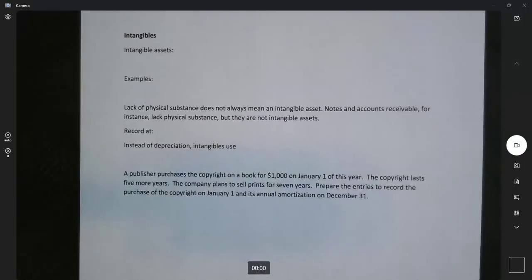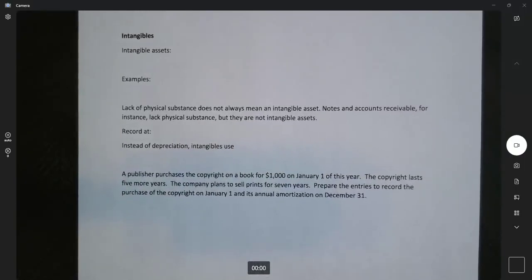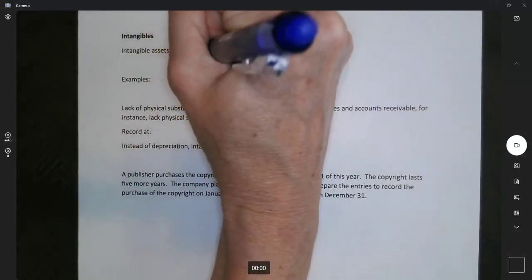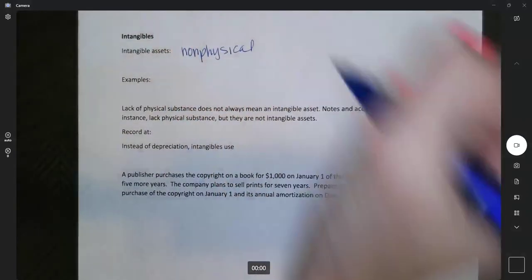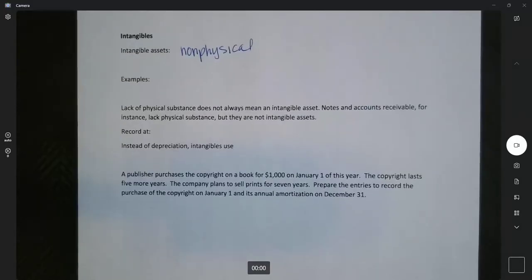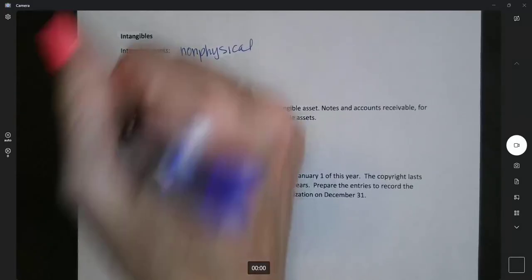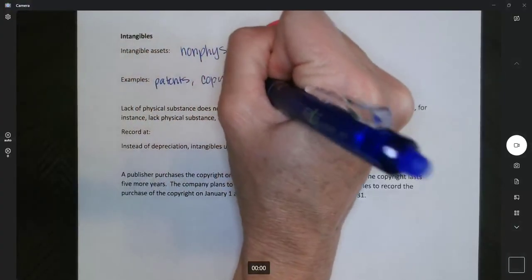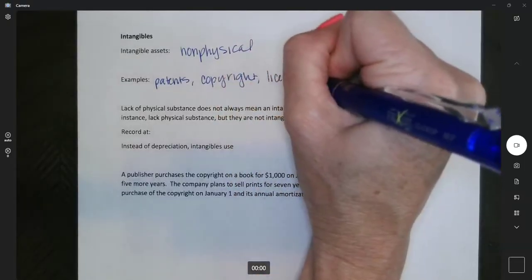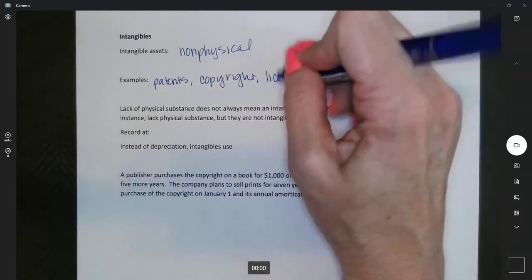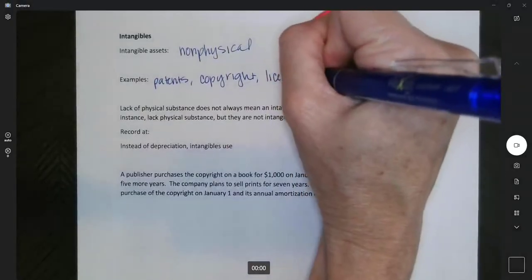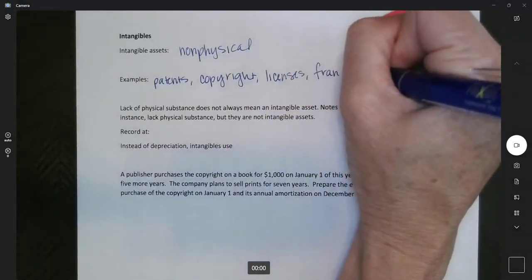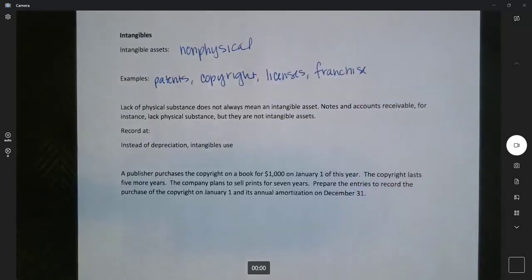The last type of long-term asset that we see in this chapter are intangible assets. Intangible assets are non-physical. They're used in operations and give companies long-term rights or competitive advantages. Some examples might be something like a patent, a copyright, a license, franchise, goodwill, trademarks, leases, those kind of things.